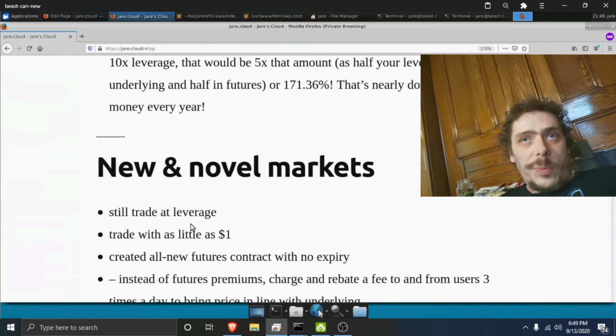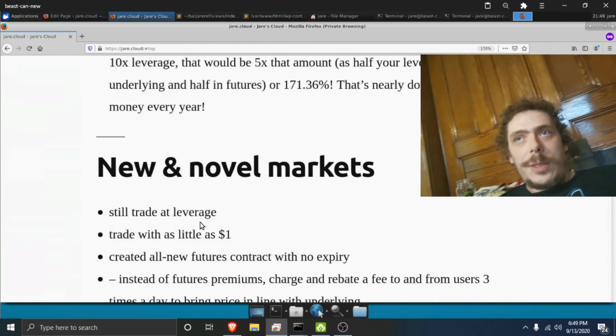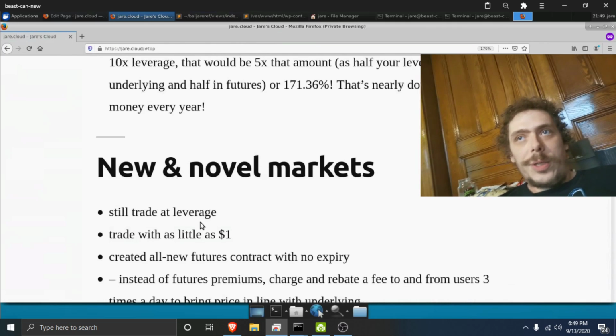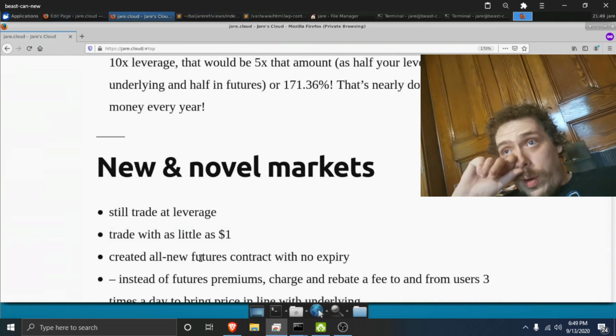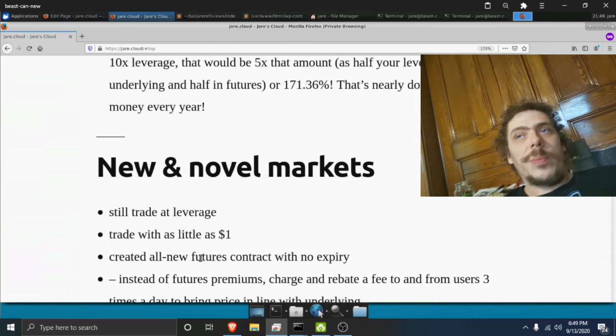There's also pigs that expire 6 months from now and 9 months from now, which basically means that in 3 or 6 or 9 months you could buy or sell your pigs at that point for the price that you specified now. Now they created this all-new futures contract that has no expiry. It's a brand new thing that was enabled by technology.